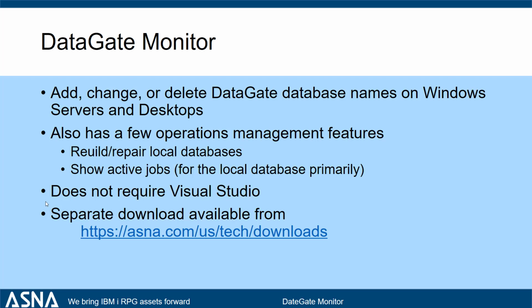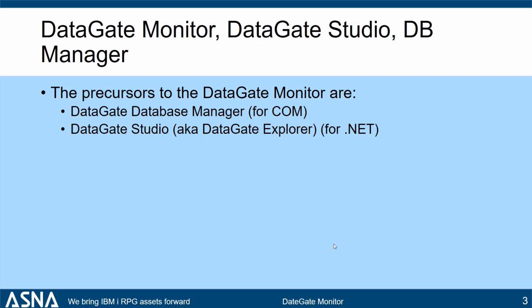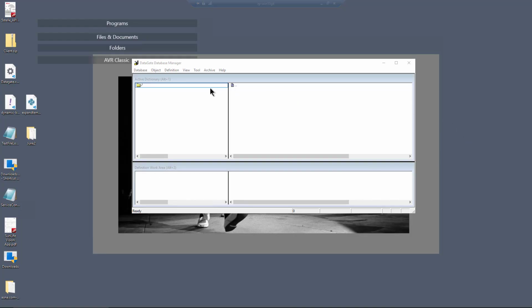Now, the DataGate Monitor does have a few operations for managing connections, understanding the number of jobs, creating and repairing local databases, but primarily its aim is to let you manage database names on end-user desktops and Windows servers. It doesn't require Visual Studio, and it is available as a separate download at the URL you see there. The DataGate Monitor's precursors are either the Database Manager for COM or DataGate Studio, also known as DataGate Explorer for .NET. We'll take a look at each right here.